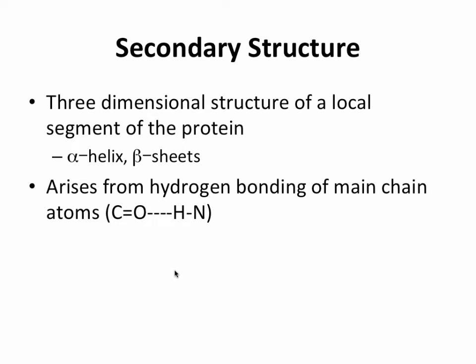All right, now we're going to talk about the secondary structure. This is the three-dimensional structure of a local segment of the protein. When I'm talking about secondary structure, I'm really talking about alpha helixes and beta sheets, and the types of interactions that occur to make them. This arises from hydrogen bonding of the main chain atoms.